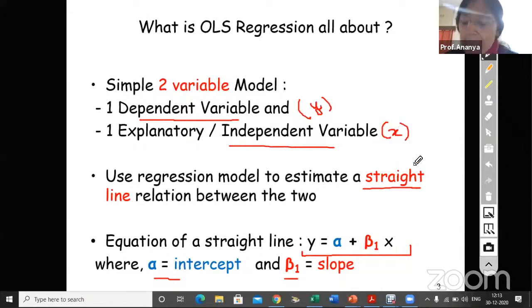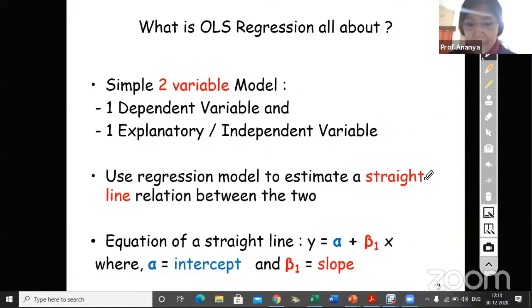Okay. Now with that, let's just see how we interpret the slope coefficient, because in a regression, that's mostly what we want to do.